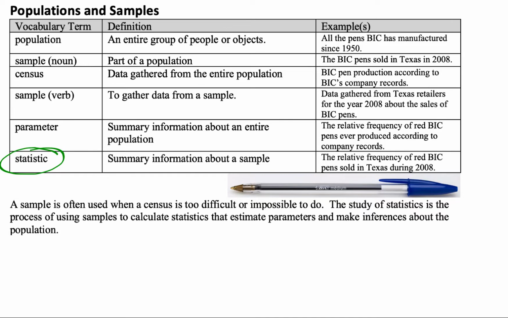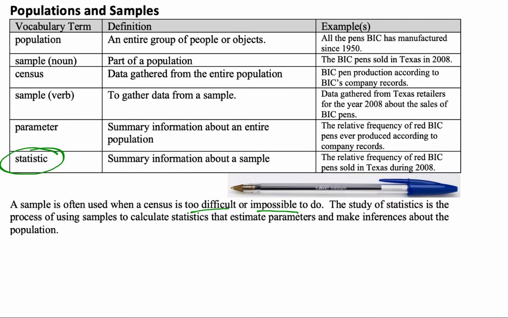Okay, this next statement is about why we study statistics. A sample is often used when a census is too difficult or impossible to do. The study of statistics is the process of using samples to calculate statistics that estimate parameters and make inferences about a population. Now, if you have a small enough population, you can just figure out the parameter.